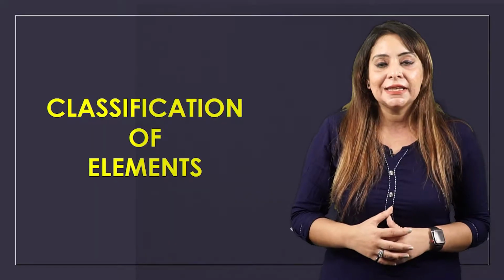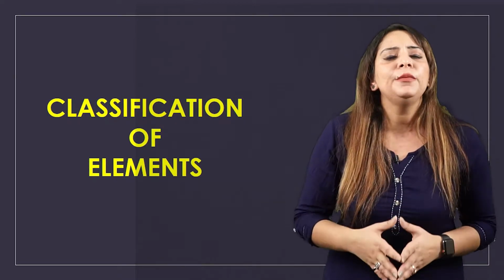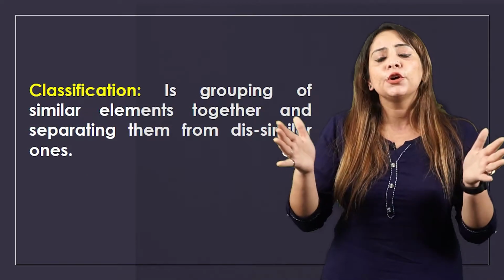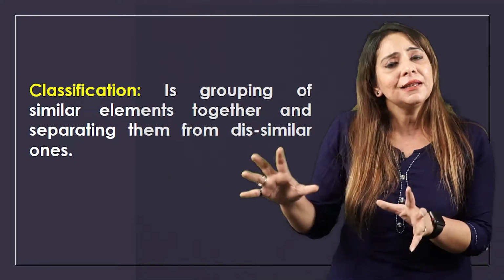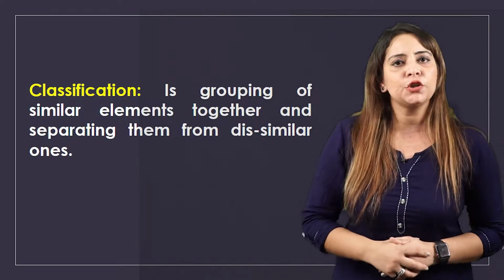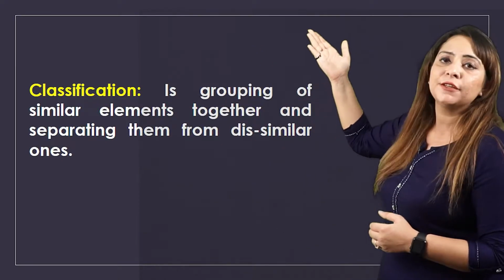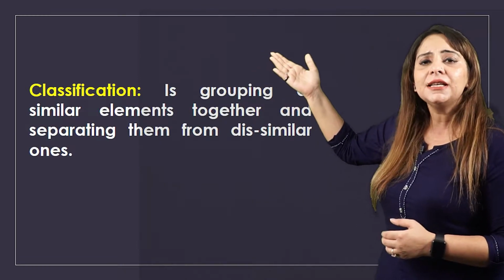The method that can be useful here is classification. Do you know what exactly we mean by classification? Classification means grouping of similar elements together and separating them from the dissimilar ones. So I think it's clear now why we are studying this chapter: just to make the study easier and to make you familiar with all the elements and their properties. That is the reason we classify. So we can define classification as grouping of similar elements together and separating them from dissimilar ones.